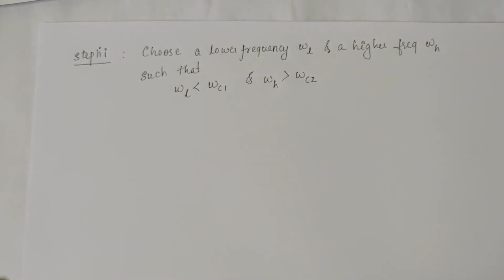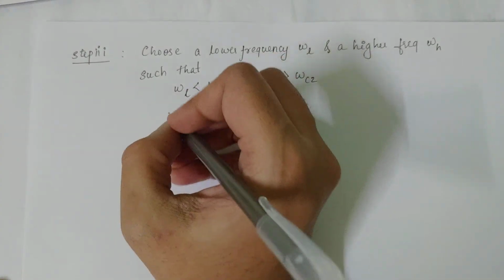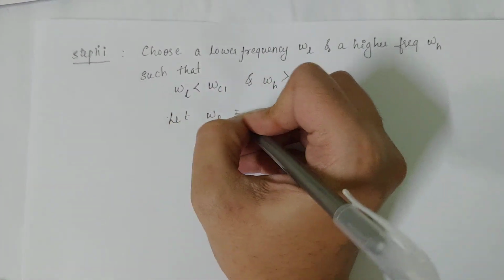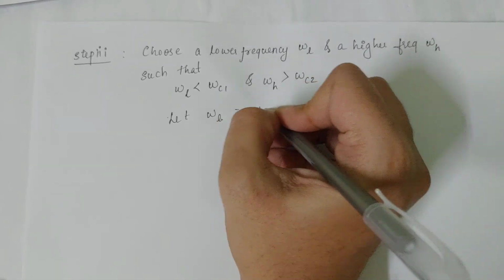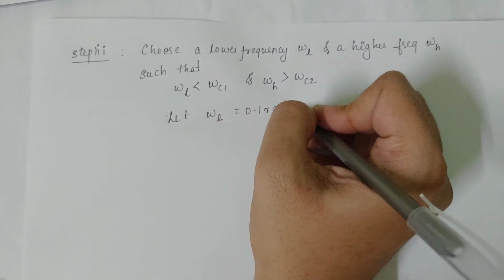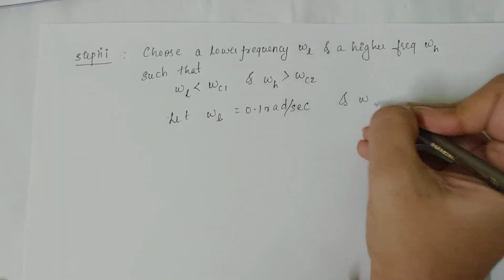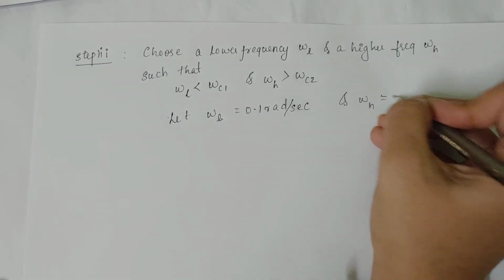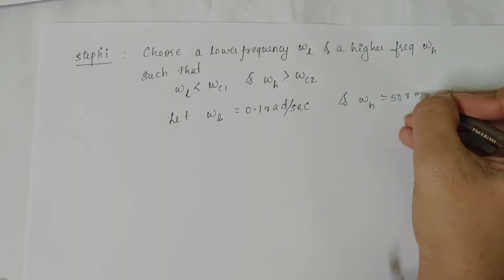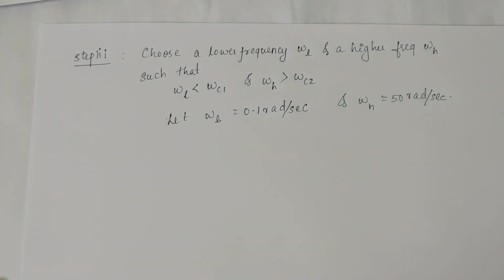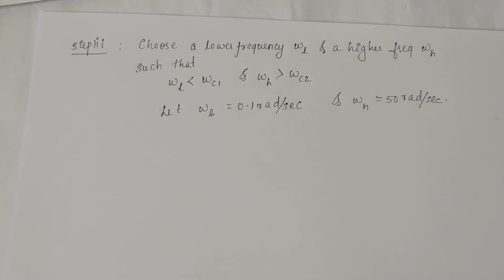So, we should choose it by our own. So, I am choosing let omega L is equal to 0.1 radians per second, okay, and omega H is equal to 50 radians per second. Okay. So, this is the step 3.